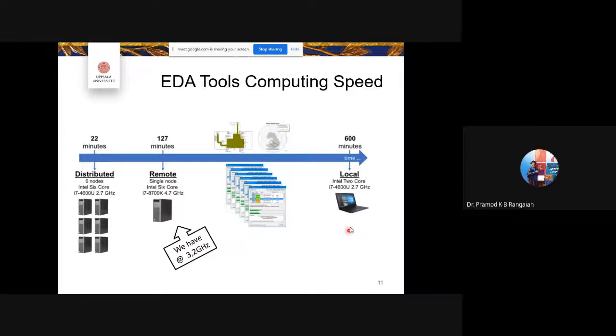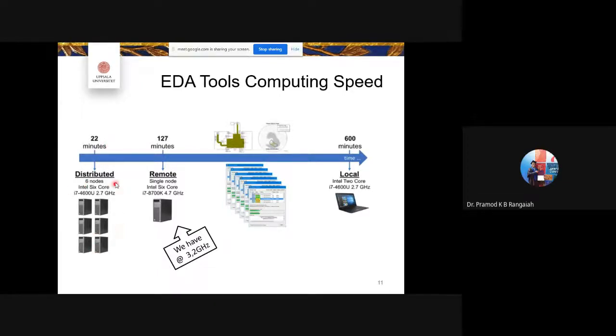And in our lab, instead of dual core, we currently have 6 cores with a higher frequency, a single node with remote connections. Remote connections means we have a server based on that. That is quite okay, as simulations take 1 hour or 2 hours maximum. Now we do have remote and also distributed computing. We are using Amazon Web Services systems with Intel 6 cores and 6 nodes. These two make our work very fast. We get results in 10 minutes, 20 minutes.